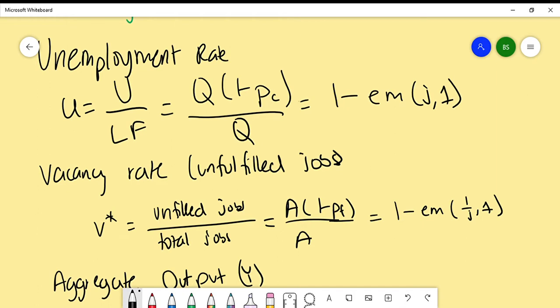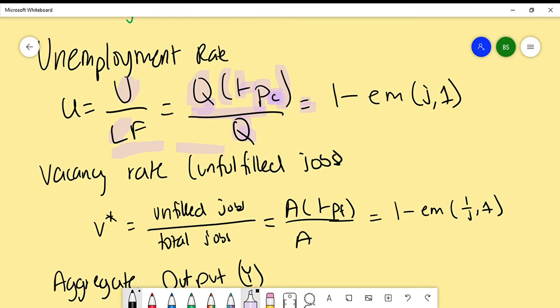The unemployment rate is the unemployed over the labor force. Unemployed are people who are in the labor force, so Q, times the people who are unlucky enough to not be a part of that PC, the probability of people who found a job. So that's divided by Q, again, the total labor force is Q. This equals 1 minus PC. PC is EMJ1.